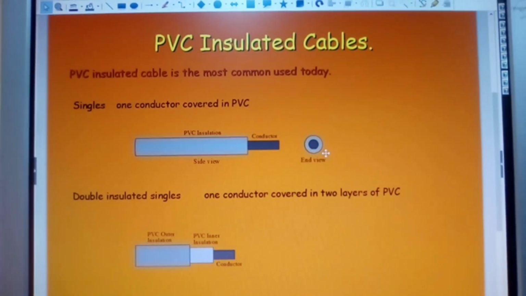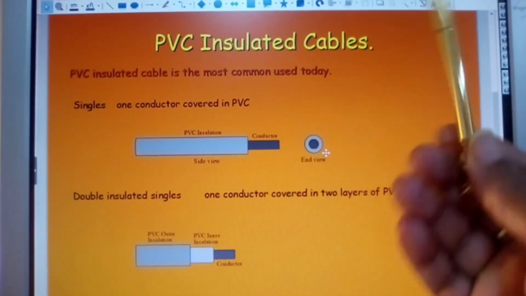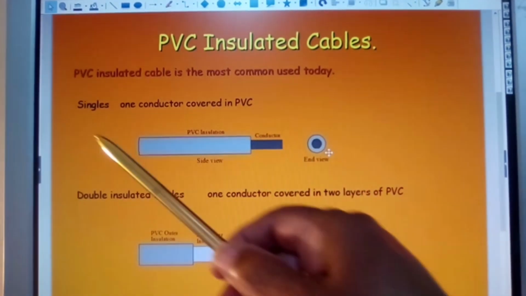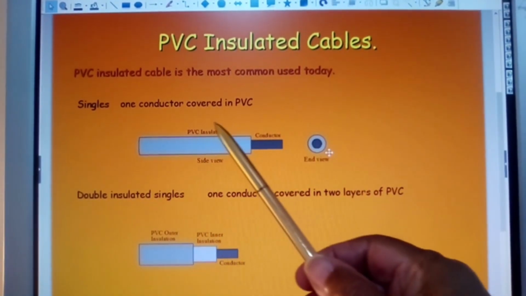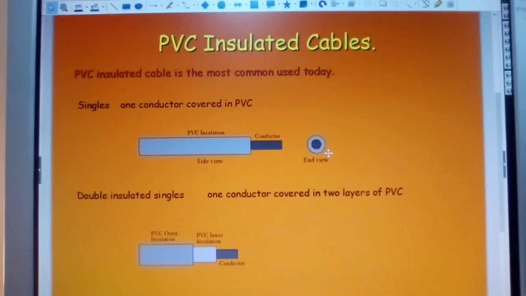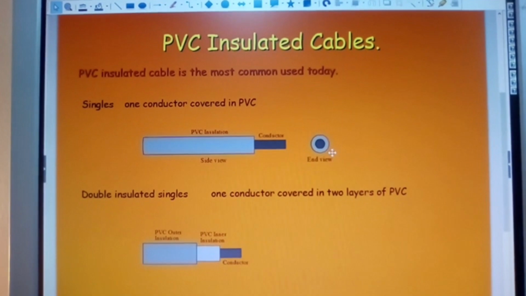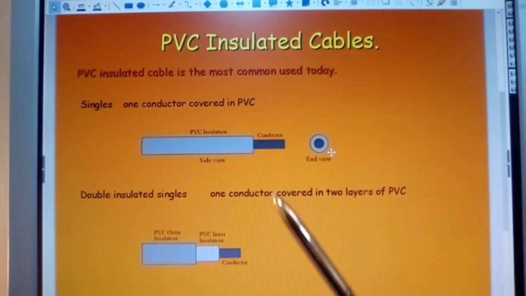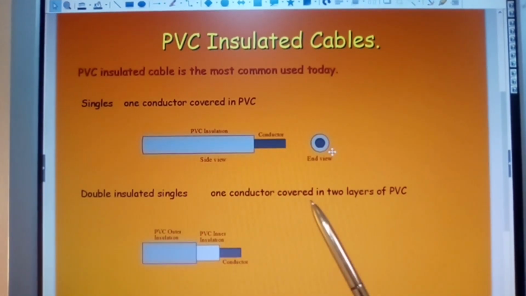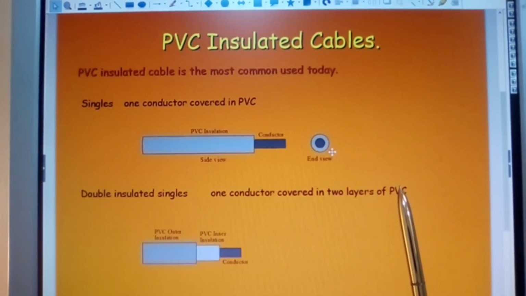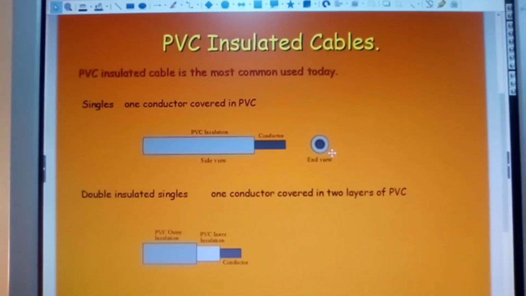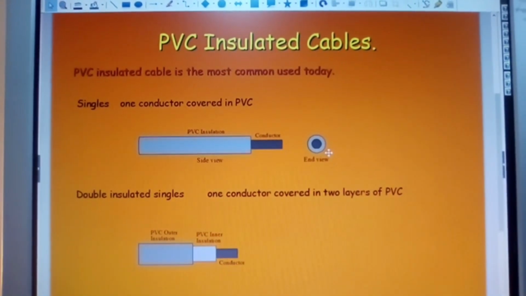So hopefully I'm not. PVC insulated cable. PVC insulated cable is the most common use today. Singles, one conductor covered in PVC. And side view, end view, okay. Double insulated singles, one conductor covered in 2 layers of PVC, okay. And we normally use double insulated for domestic wiring, okay.